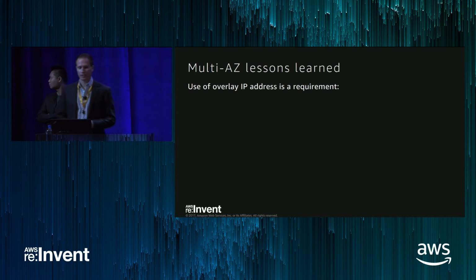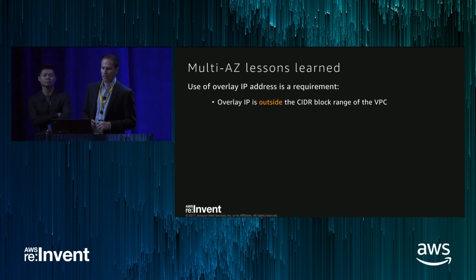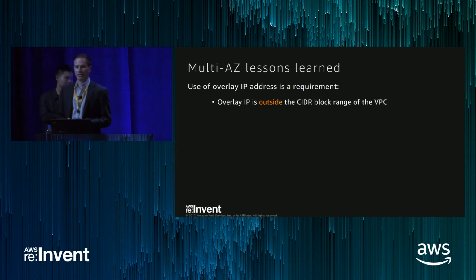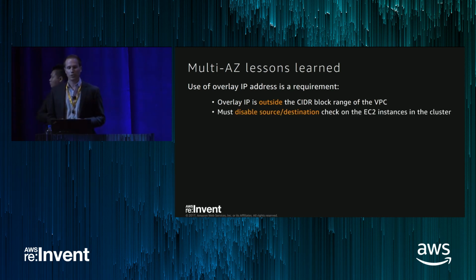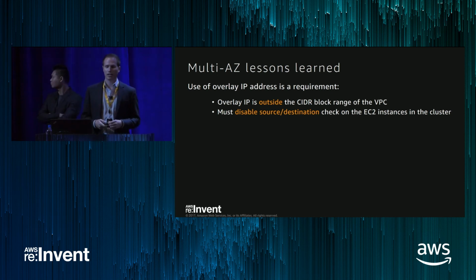Multi-AZ lessons learned. The use of an overlay IP is a requirement. We talked about this earlier. What does that really mean? Well, an overlay IP is actually used outside of the CIDR block of the VPC that you're currently in. That means you also must disable the source destination check on the EC2 instance in the cluster.